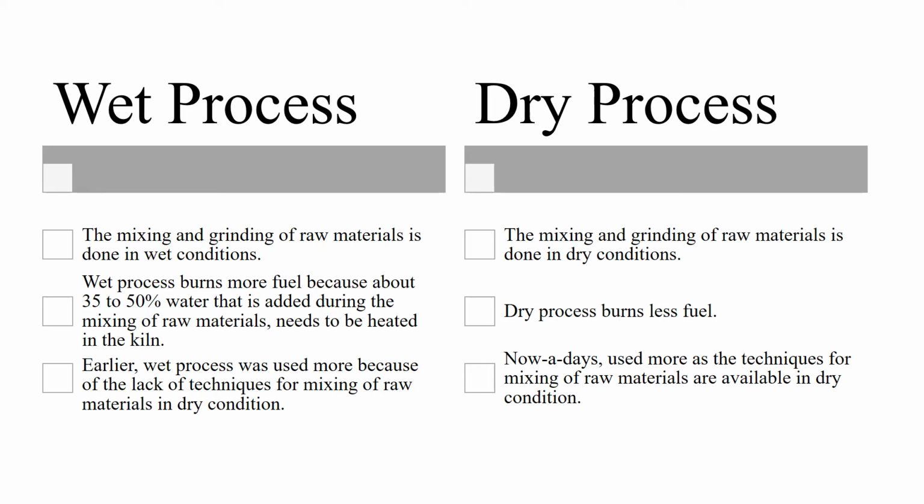In the wet process, the mixing and grinding of raw materials is done in wet conditions, whereas in the dry process, the mixing and grinding of raw materials is done in dry conditions. Wet process burns more fuel as compared to dry process because about 35 to 50% water that is added during the mixing of raw materials needs to be heated in the kiln. Now, you might be wondering why wet process is used, because in the earlier times, the techniques of mixing of raw materials in dry conditions was not available, but nowadays dry process is used more because such techniques for mixing of raw materials are available.